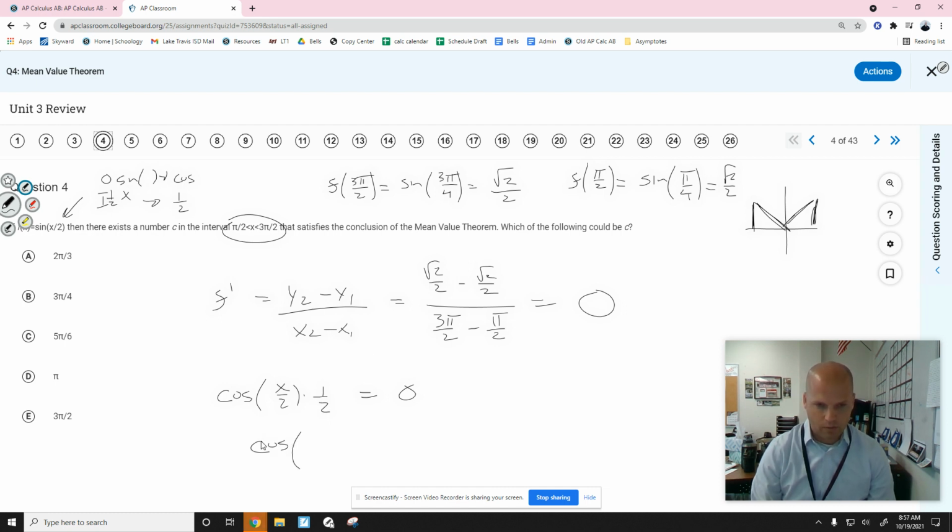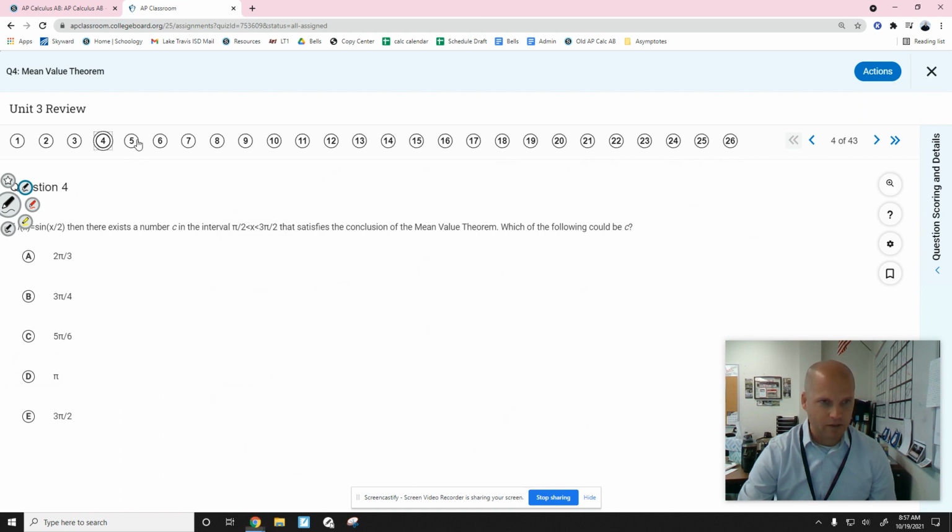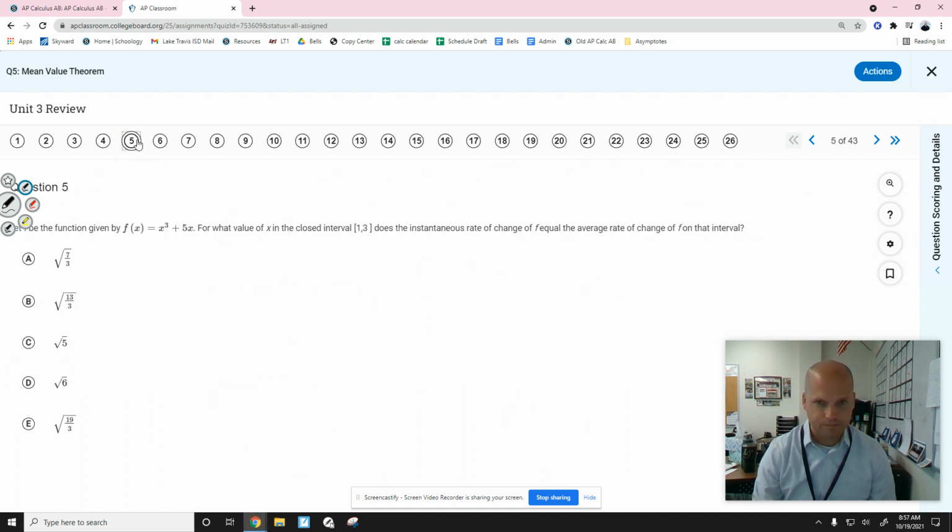I just need to figure out when cosine equals 0. Maybe this is easiest to just figure out cosine of pi over 2 and cosine of 3 pi over 2. So x could be pi or x could be 3 pi. The one value between pi over 2 and 3 pi over 2 is pi. So that's that one. All right, so good mean value theorem practice to remind ourselves of that lesson.